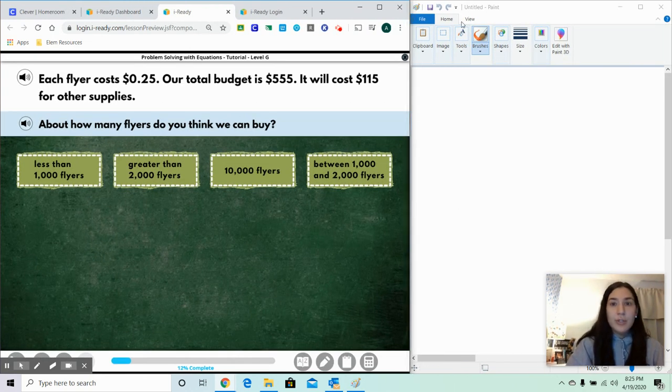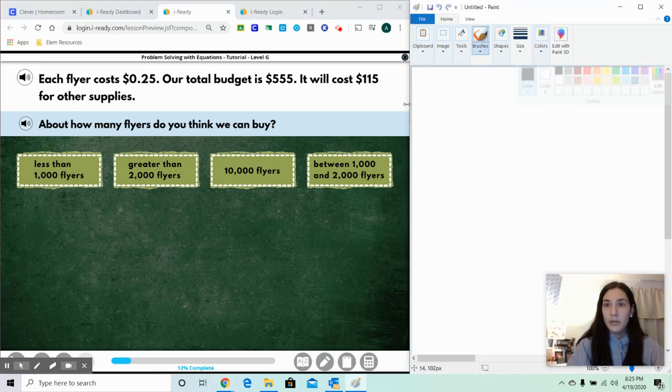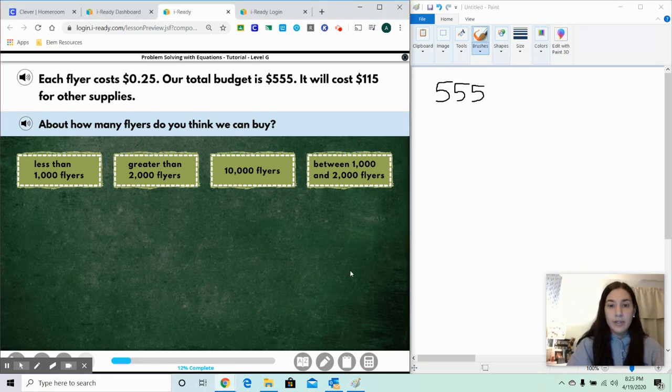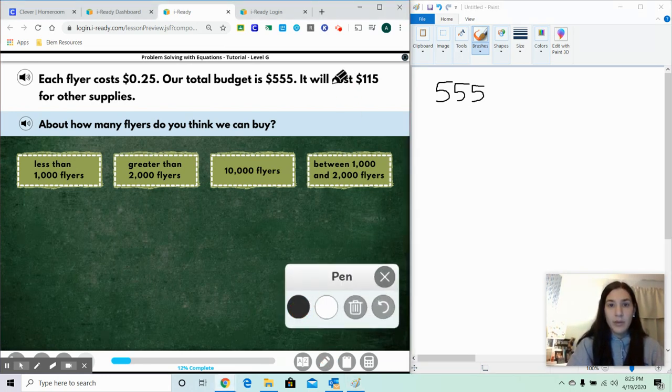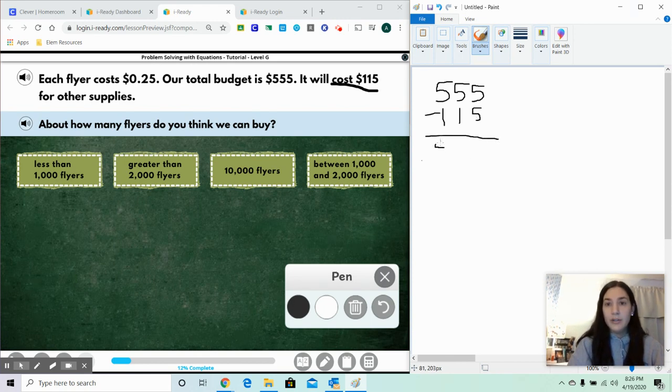Okay, here we go. So we want to take our 555, and we want to subtract this cost over here, right? It's going to cost $115 for other supplies. So when we come over here and we subtract 115, that's going to give us $440 left over to work with.